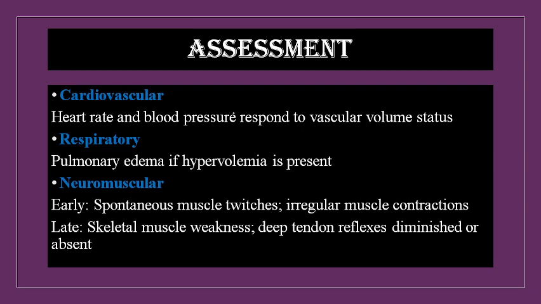In assessment, the first one is cardiovascular. Heart rate and blood pressure respond to vascular volume status, either hypovolemic, normovolemic or hypervolemic. In respiratory, we have to see the pulmonary edema in case of hypervolemia status. Neuromuscular, there is early and late. In early, we will see spontaneous muscle twitches, irregular muscle contractions. In late symptoms, we will see skeletal muscle weakness, deep tendon reflexes diminished or absent.